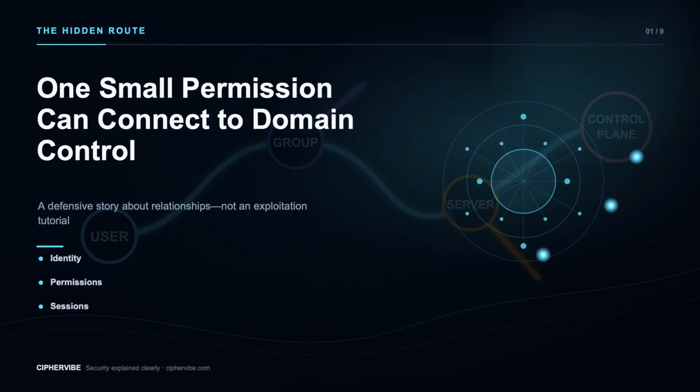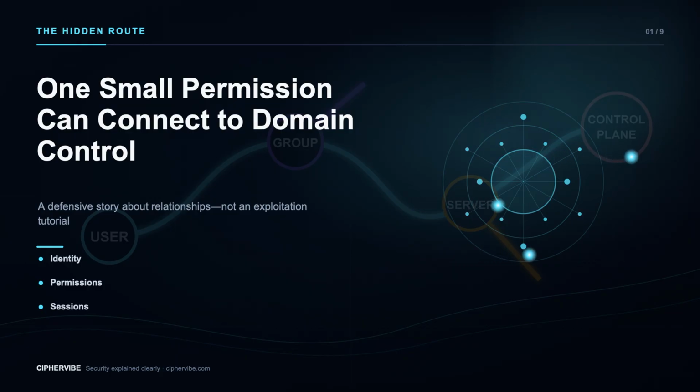That route is called an attack path, a chain of relationships that could let one compromise reach a higher impact asset. Think of it like a metro map. No single station explains the journey. The risk appears when the connections create a route from an ordinary stop to the control center.